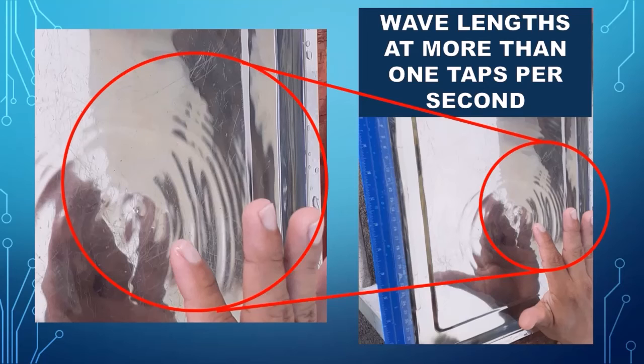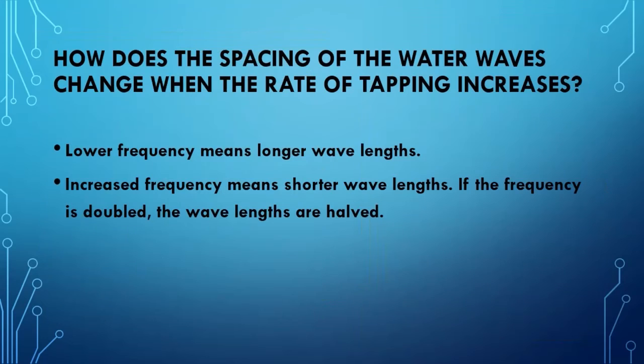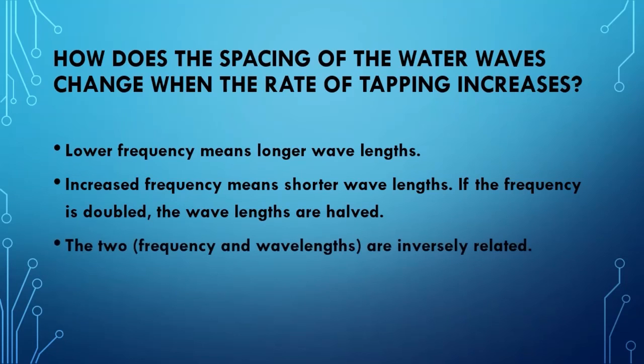And so what is the relation between the increase of tapping and the water waves? What is the relation there? We come to the conclusion that the two, frequency and wavelength, are inversely related, meaning if one is increased, the other is decreased. If the frequency is lower, the wavelengths are longer. If the frequency is high, the wavelengths are shorter.